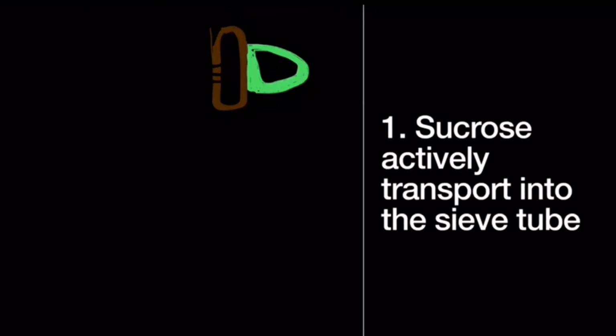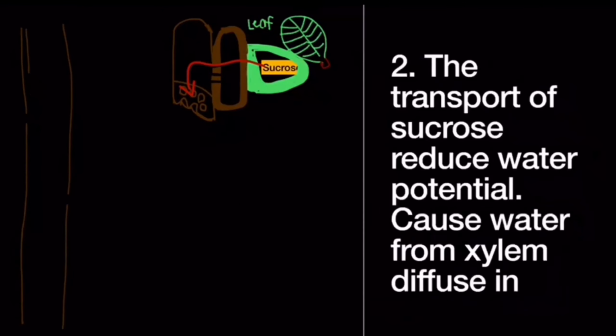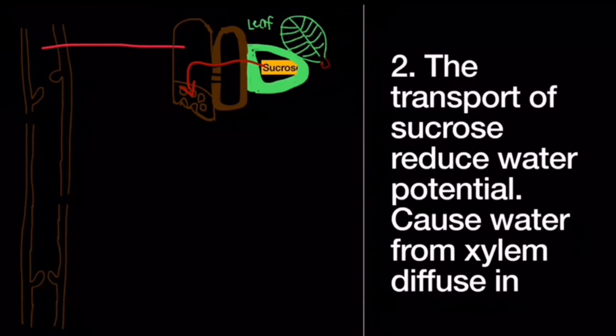First things first, sucrose is actively transported into the sieve tube. Second, the transport of sucrose into the sieve tube through the companion cell from the leaf cell reduces the water potential in the sieve tube. This causes water to diffuse from the xylem into the sieve tube via osmosis.